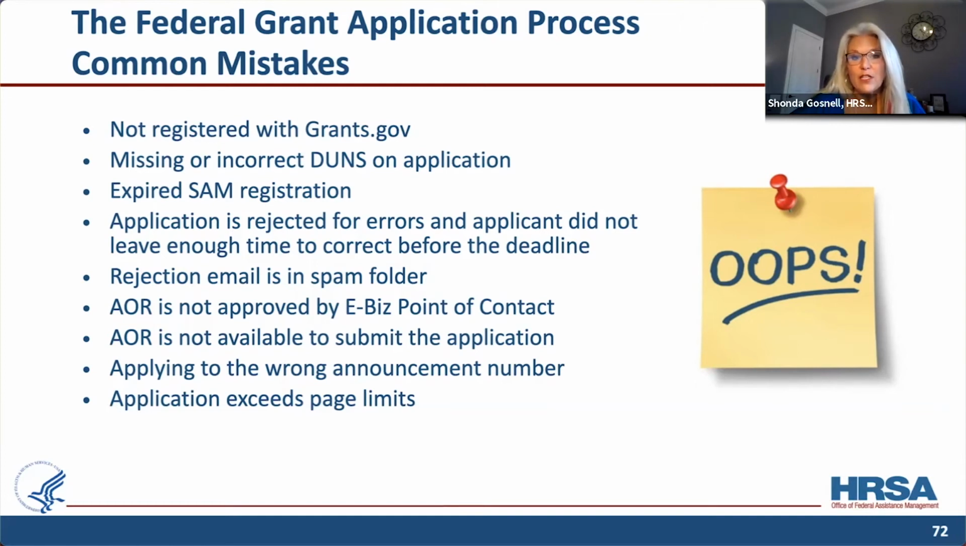Sometimes there was enough time to correct, but the rejection email from grants.gov went to the applicant's spam folder and they didn't see it in time. The AOR, Authorized Organizational Representative, was not approved by the eBiz point of contact or was not available to submit the application when it was due, and there wasn't enough time to change the AOR. The applicant applied to the wrong announcement number, or the application exceeded the page limit. Keeping these common mistakes in mind will help you to avoid them. So let's dig a little more into that page limitation expectation.